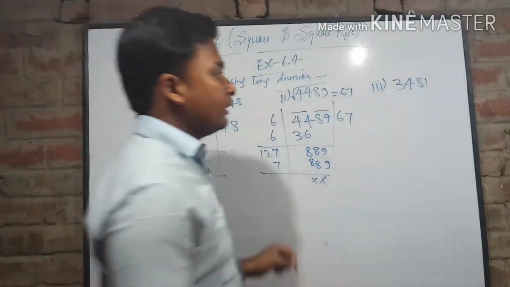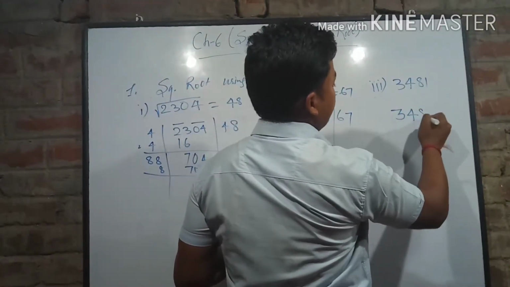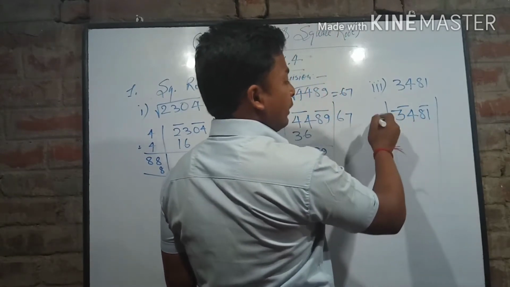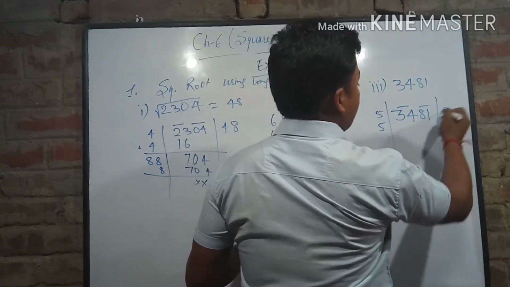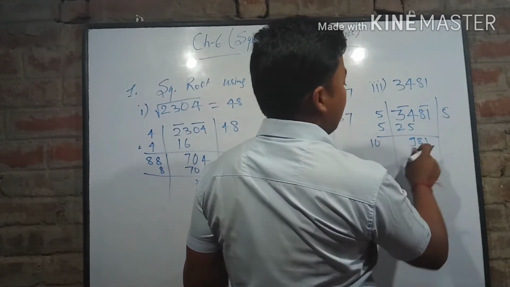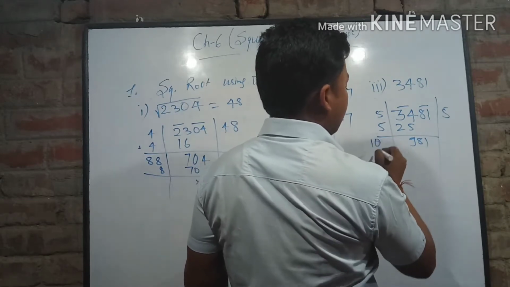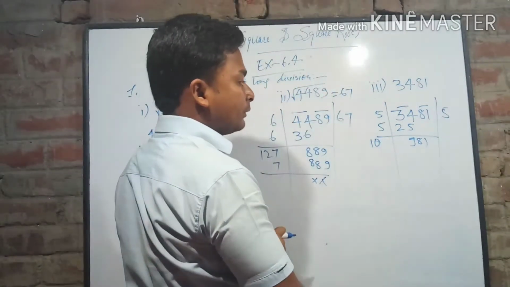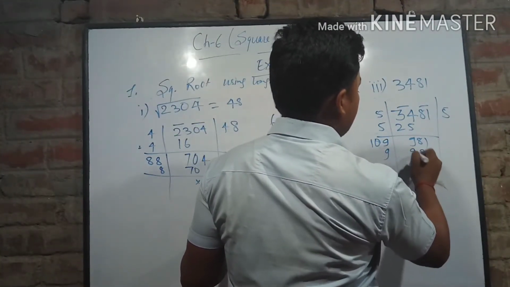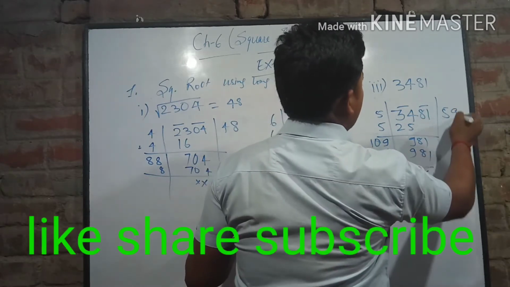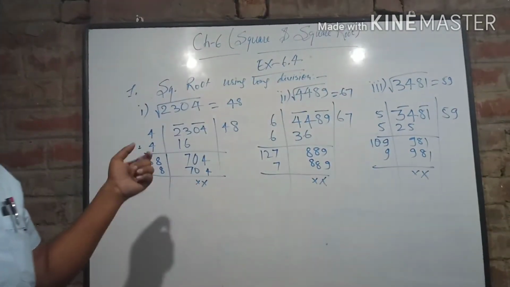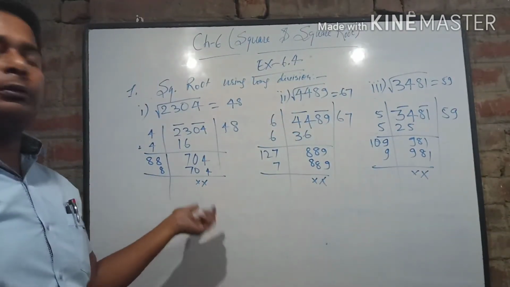Similarly, for the third question, 3481. It is closest to 5 square, which is 25, and the remainder is 9, bring down 81, making 981. Now we have to use 9 here. 109 times 9 is 981, so the final result is 59. Similarly, you can find the other 12 parts, so you have to practice these on your own.